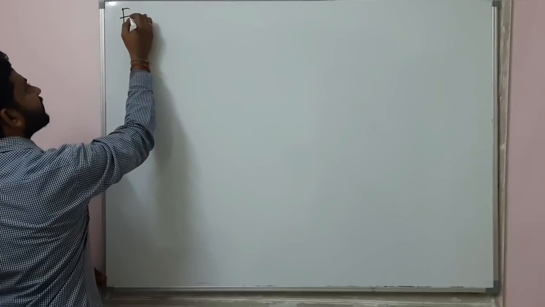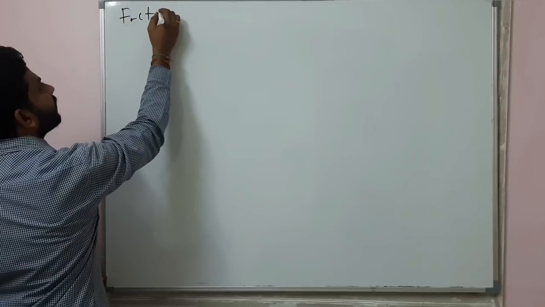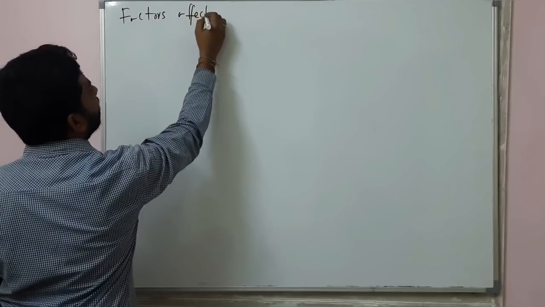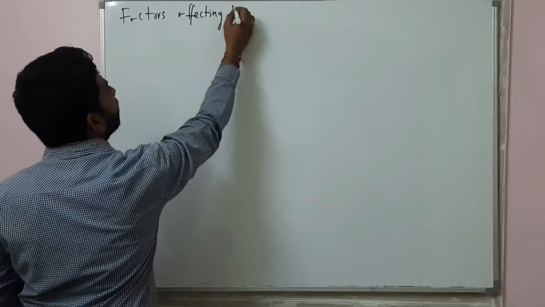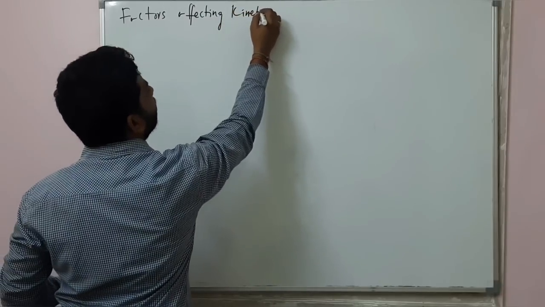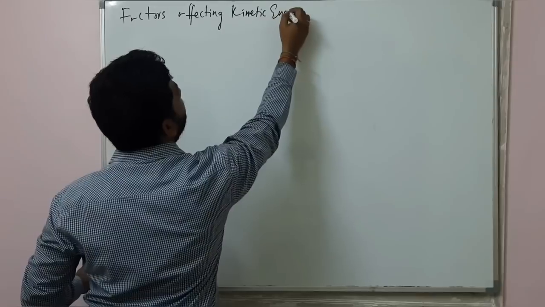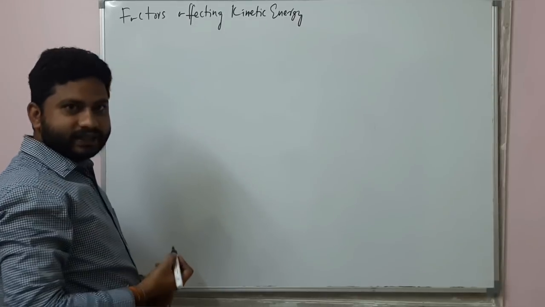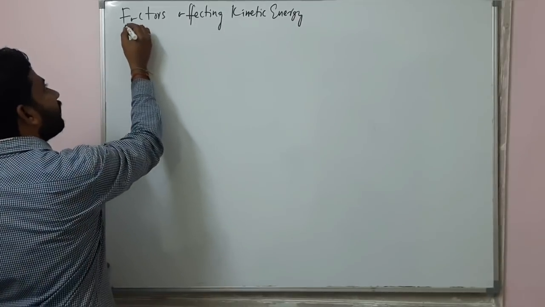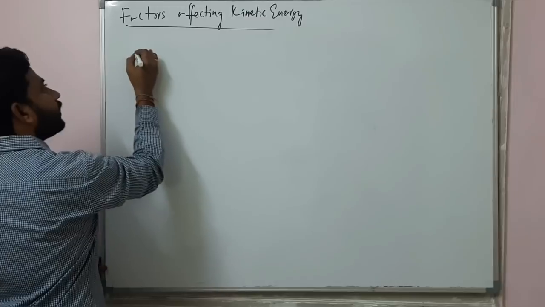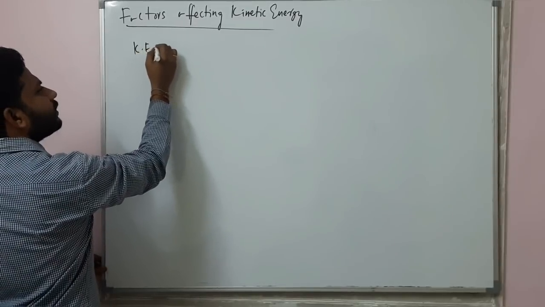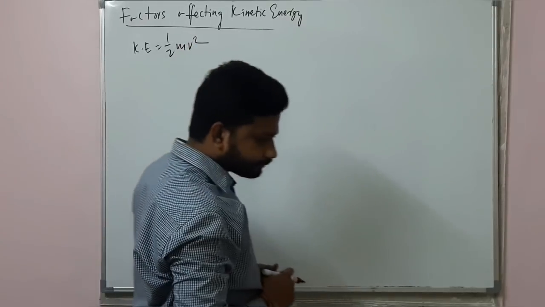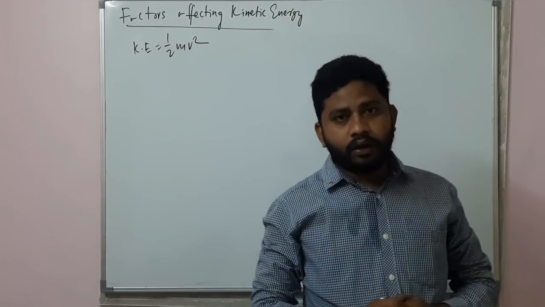The name of the session is Factors Affecting Kinetic Energy. What was the kinetic energy expression we had learned? Kinetic energy is equal to half mv square. Right? Look at the thing.